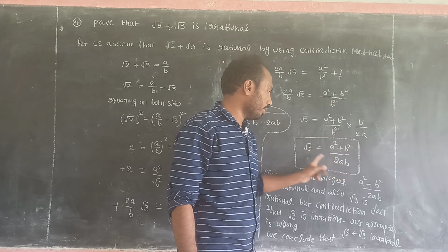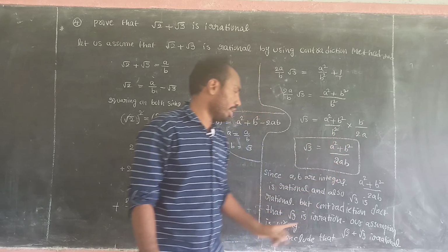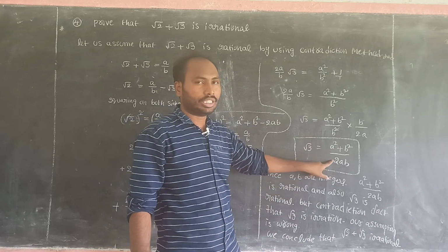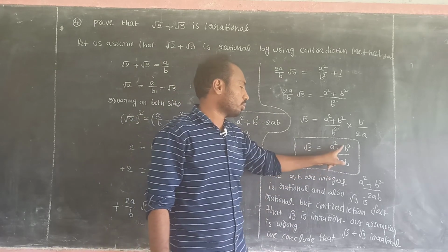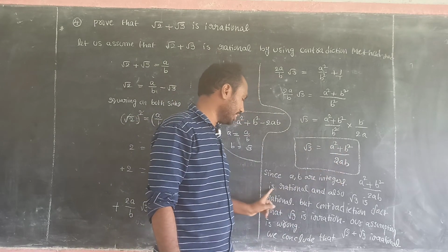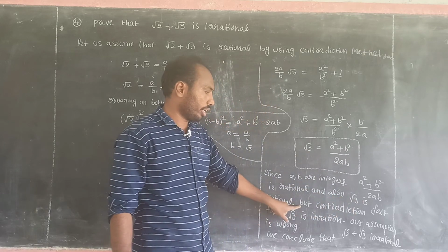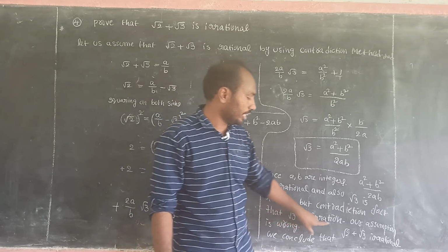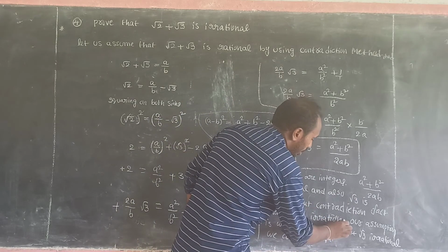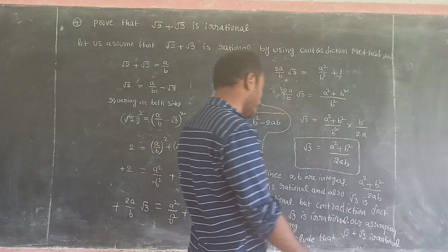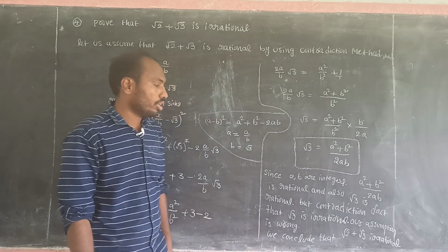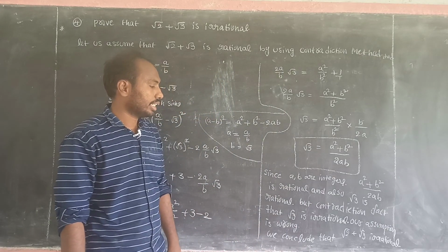So 2ab. Since a and b are integers, 2 is also an integer. So (a square plus b square) by 2ab is rational, and also root 3 is rational, but this contradicts the fact that root 3 is irrational. Our assumption is wrong. We conclude that root 2 plus root 3 is irrational.